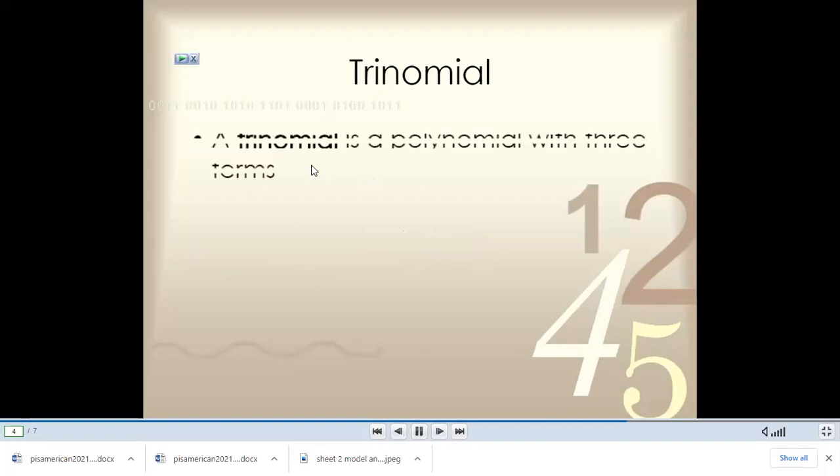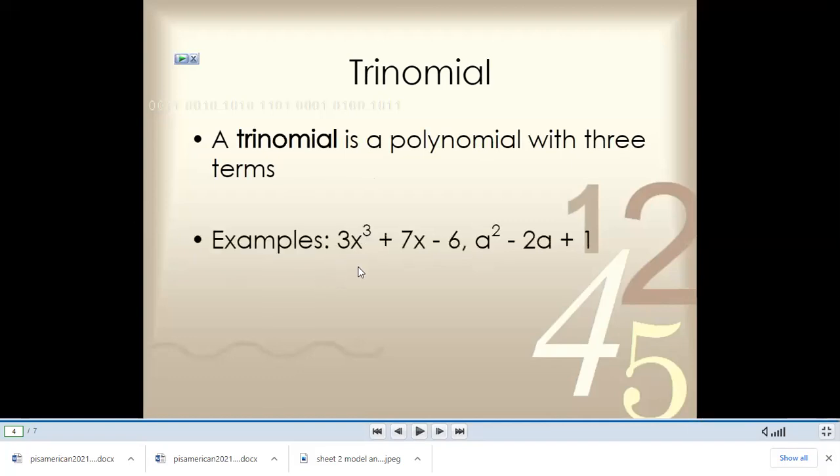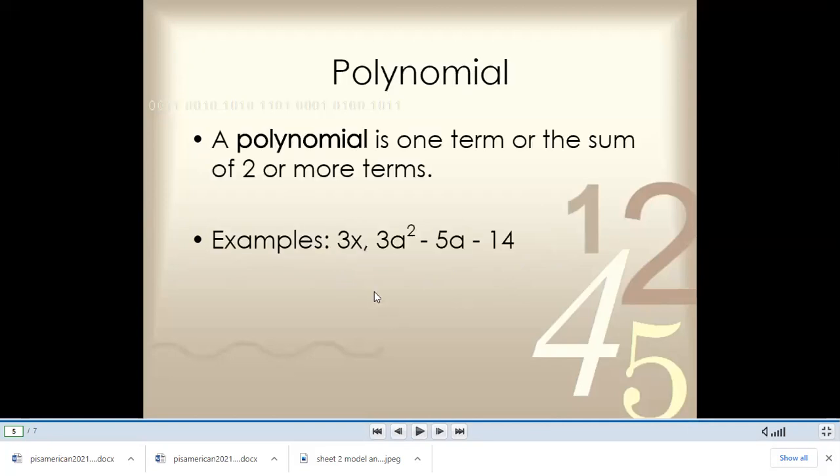A trinomial is a polynomial with three terms, like 3x to the power of 3 plus 7x minus 6, or a to the power of 2 minus 2a plus 1. A polynomial is one term or the sum of two or more terms. Example, is 3x a polynomial? Yes, because we said it's one or more. 3a to the power of 2 minus 5a minus 14 is called a polynomial.